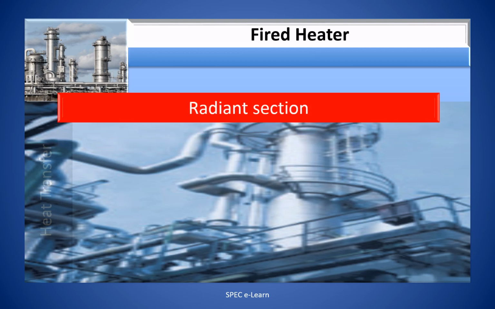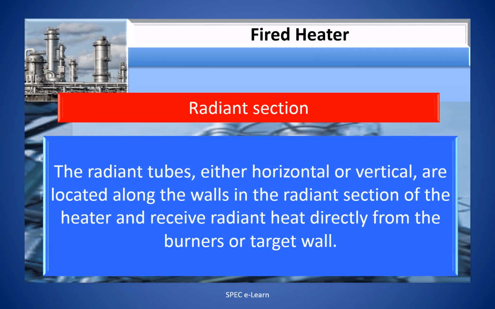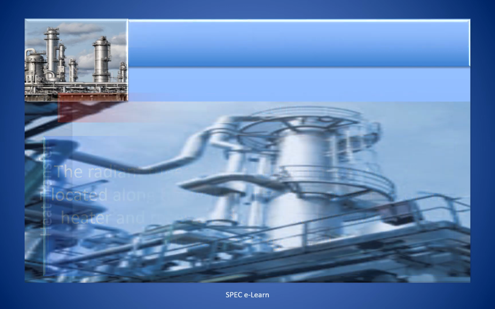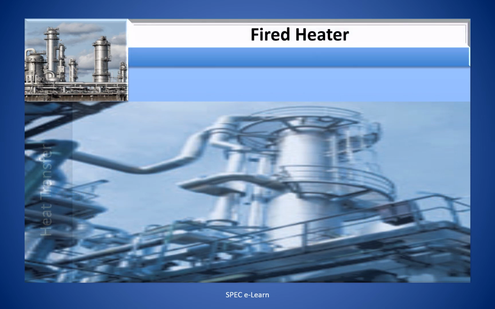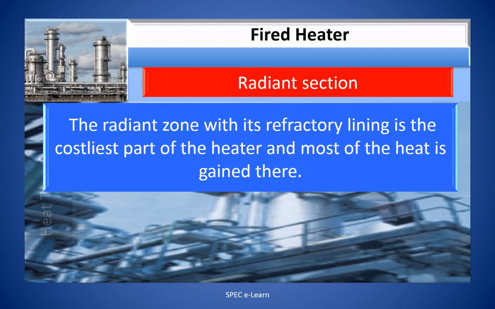Now let me make you understand the individual sections in detail. First, the radiant section. The radiant tubes, either horizontal or vertical, are located along the walls in the radiant section of the heater and receive radiant heat directly from the burners or target wall. The radiant zone with its refractory lining is the costliest part of the heater, and most of the heat is gained in this section.